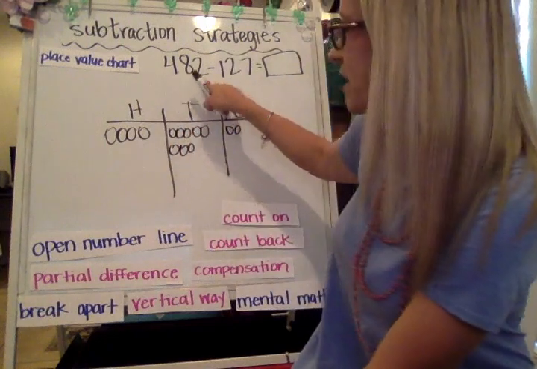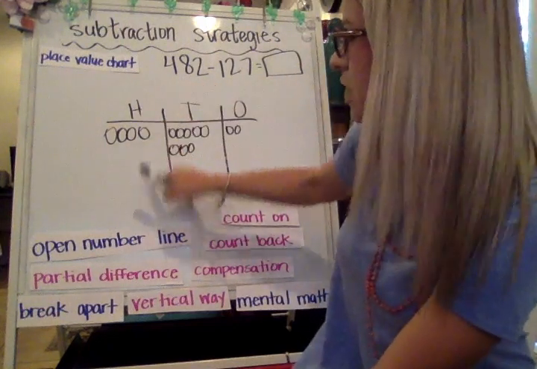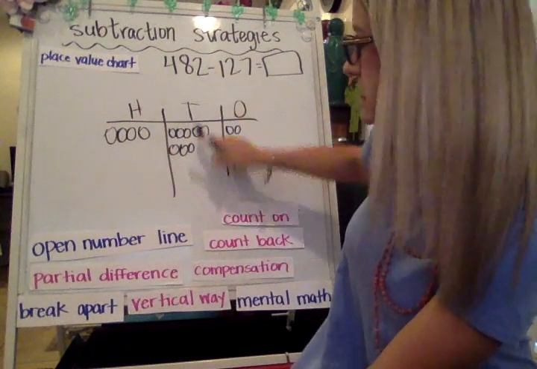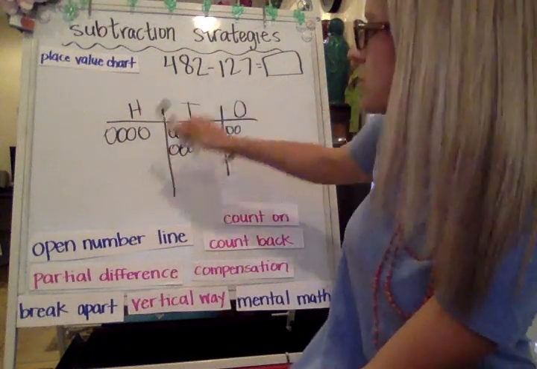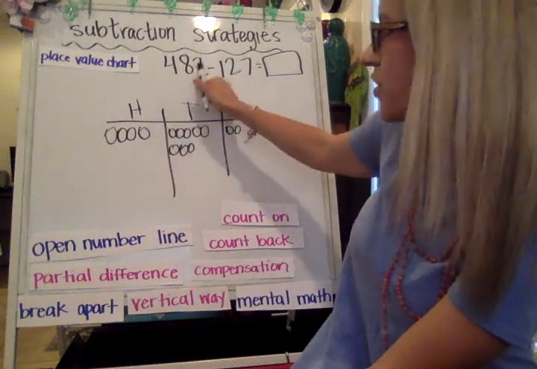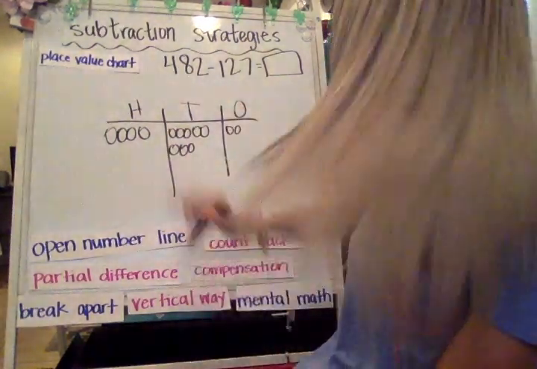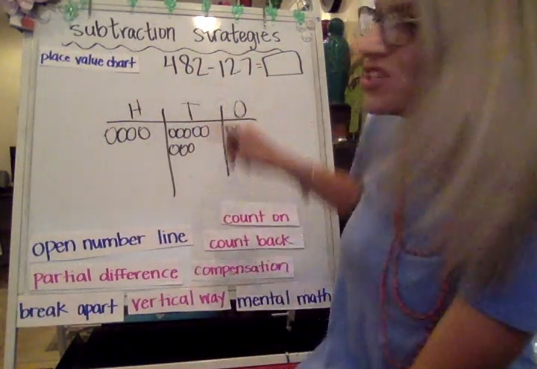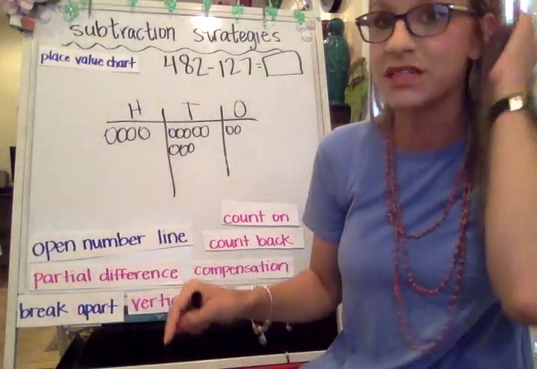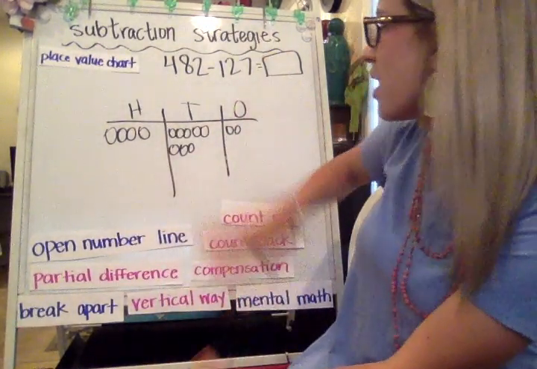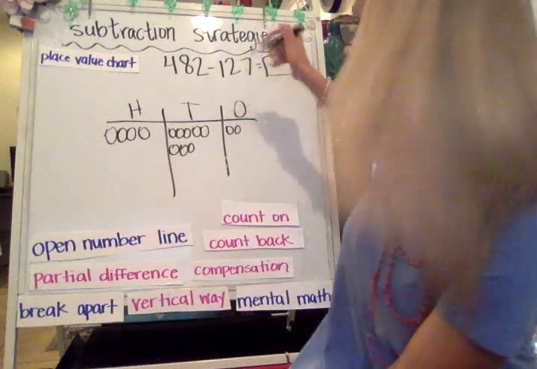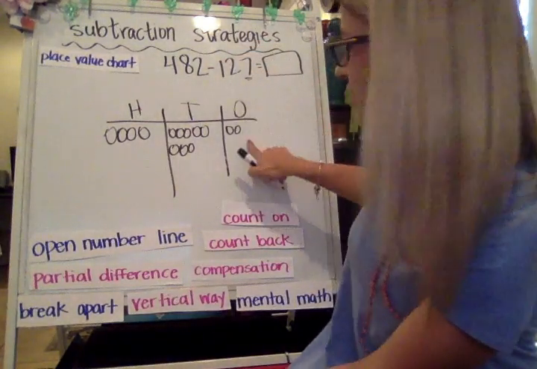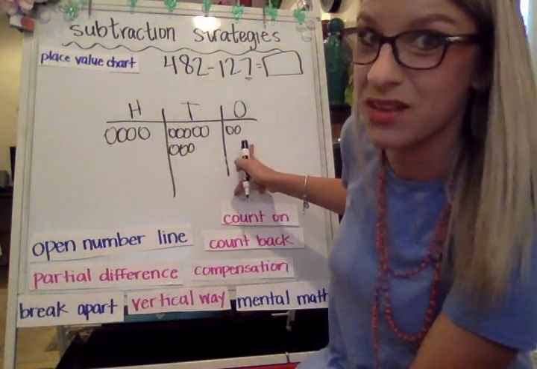And when I'm putting this on here, I put 4 in the hundreds column, I put 8 in my tens, and 2 in my ones column. So each of these signifies the 482 when I look at it all together. When I'm doing my subtraction, I always want to start with taking away from the ones place. For this problem, we have an issue. We're supposed to take away 7 from the ones place, but we don't have 7 in the ones place.